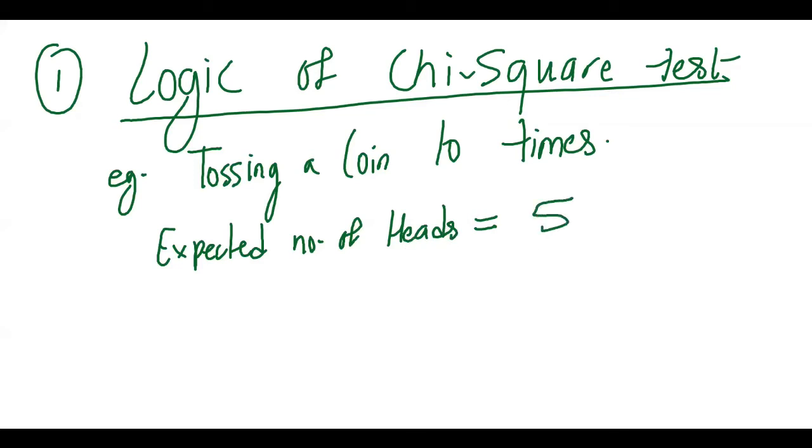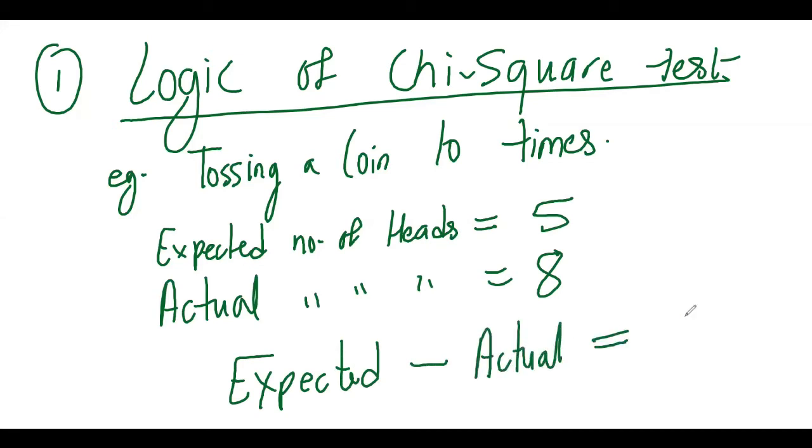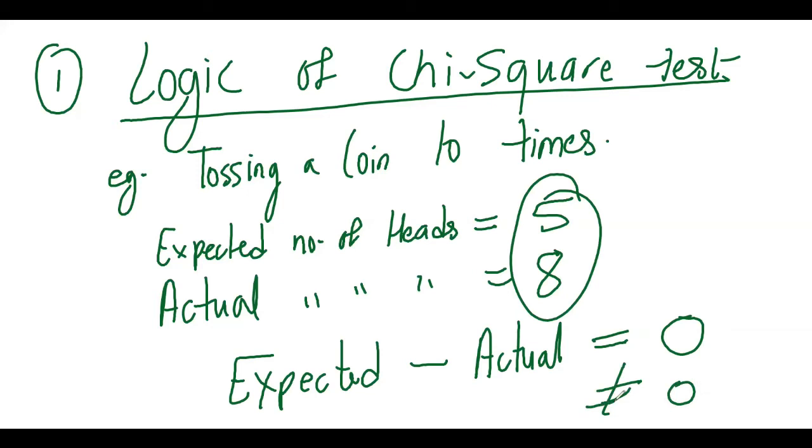I hope you agree with me that in this case we can expect 5 heads. Now suppose the actual number of heads is equal to 8, right? So when you take the difference, expected minus actual, this difference is expected to be 0, but here you can see that this is not equal to 0. So if expected minus actual is not equal to 0, it means some association could be there.